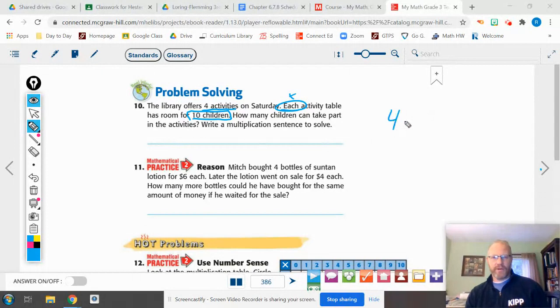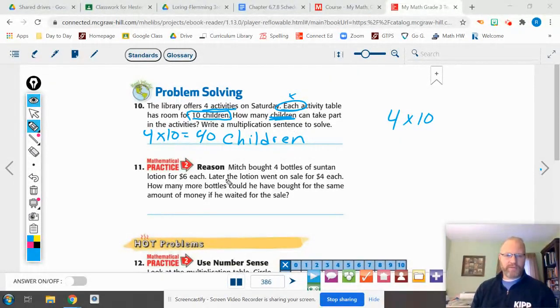So we have 4 times 10. Double the known fact. Write the multiplication sentence. Well, 4 times 10 equals what? 40. 40 what? How many children? 40 children. Don't forget, word answers for word problems.